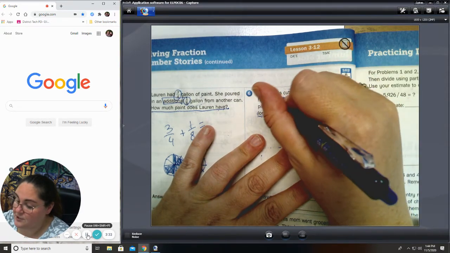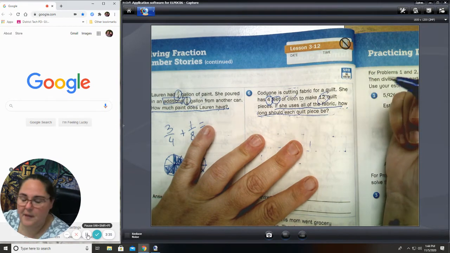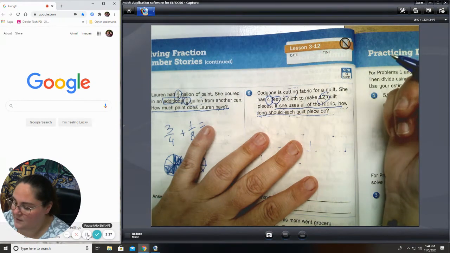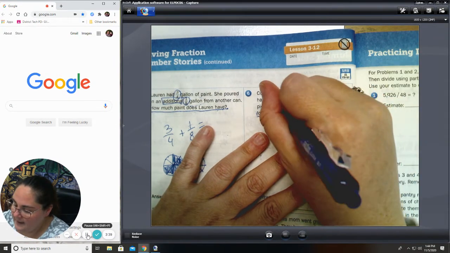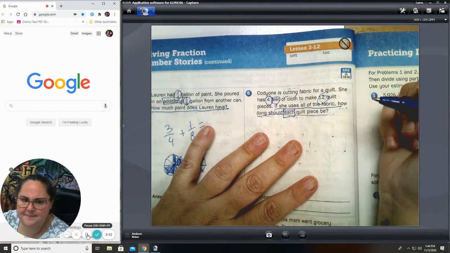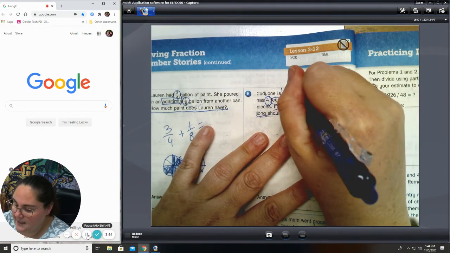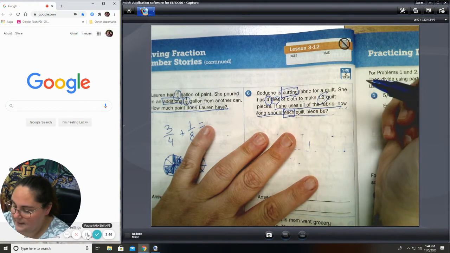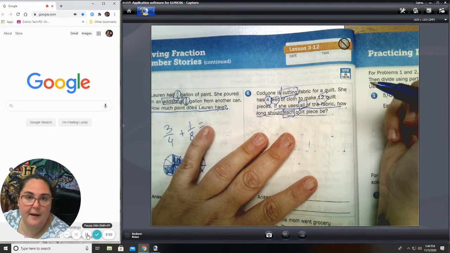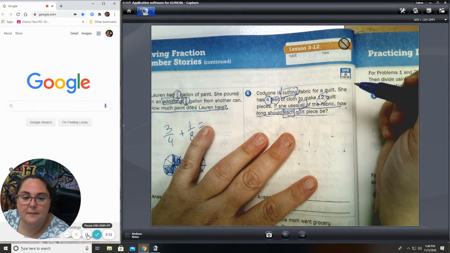Box, I'm going to circle feet too, because that's my label. Box in keywords. All right. Each quilt piece. She's cutting the fabric. And she's going to use all of the fabric. Okay.